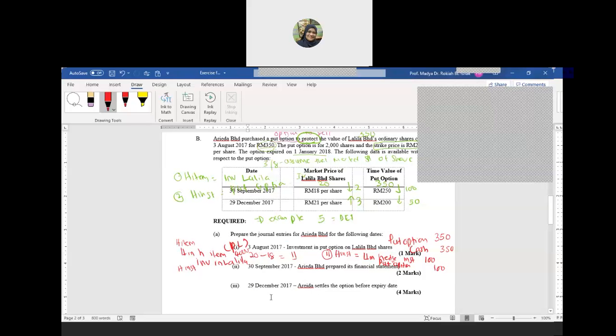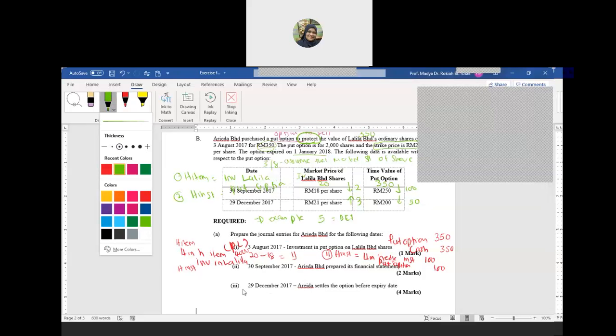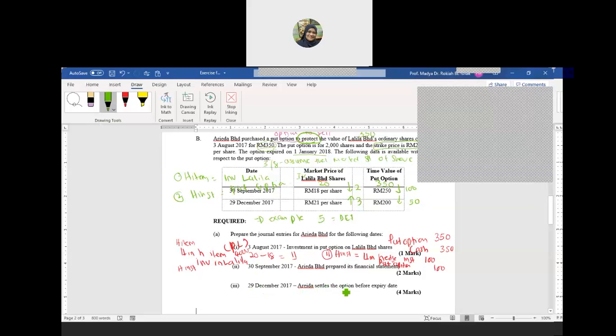Okay, and then on 29th of December, what do you have here? Now Amira settles the options before they expire. Before that, you look at the value of your shares. There is an increase here, so account for the H item first. What will be the journal entry for the H item? And then the other one, H instruments. And then the third one is a settlement.